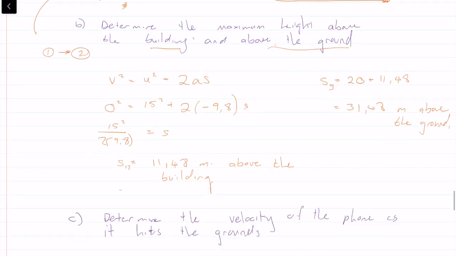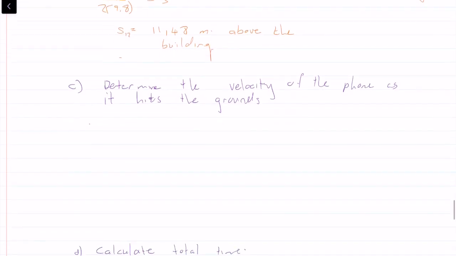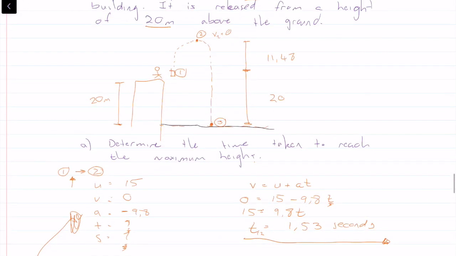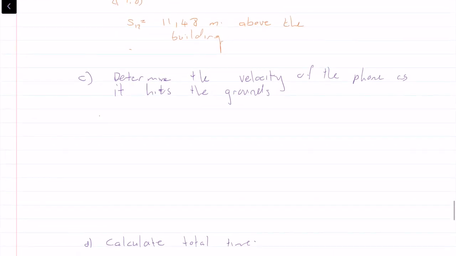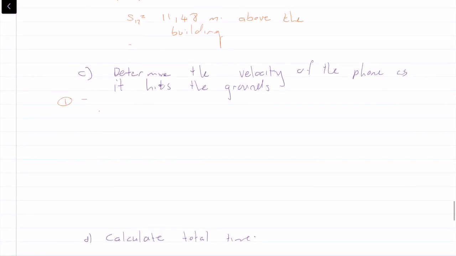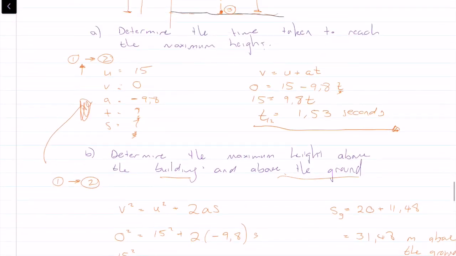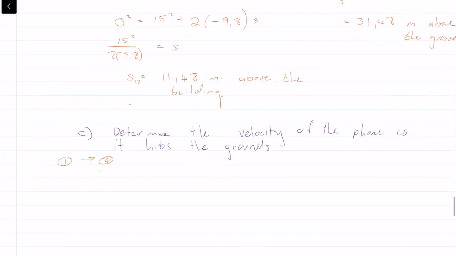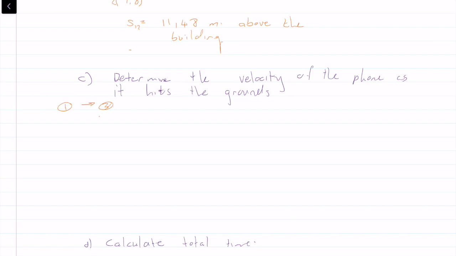Okay, cool stuff. So question C, determine the velocity of the phone as it hits the ground. So now I'm concerned about point 3. So I might as well pick points 1 and 3 this time, because that makes sense to me. Sometimes you could have done between point 2 and 3. You can pick basically any 2 points, but what you want to try and pick is points that you have relative amounts of information about.